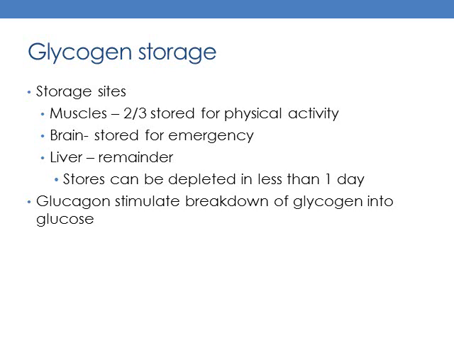We've talked a little bit about glycogen storage. So glycogen is the storage form of glucose in the body. You can see the main storage sites here. In muscles, 2/3 of our glycogen is stored there for physical activity. The brain stores some for emergency, but the brain likes to use glucose, as it requires a steady rate of glucose. And the liver is going to store the remainder of glycogen.